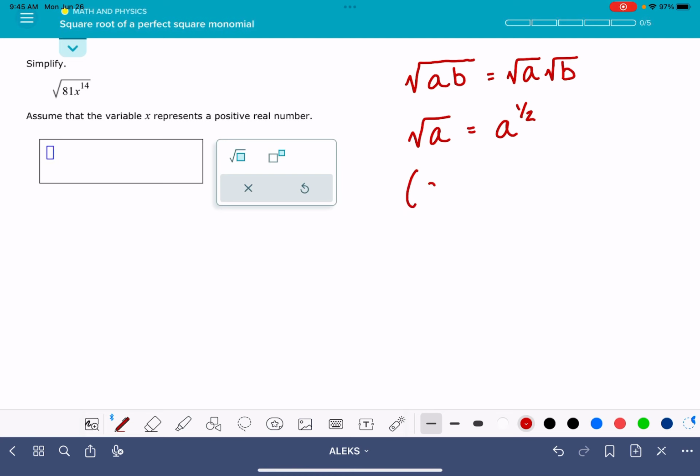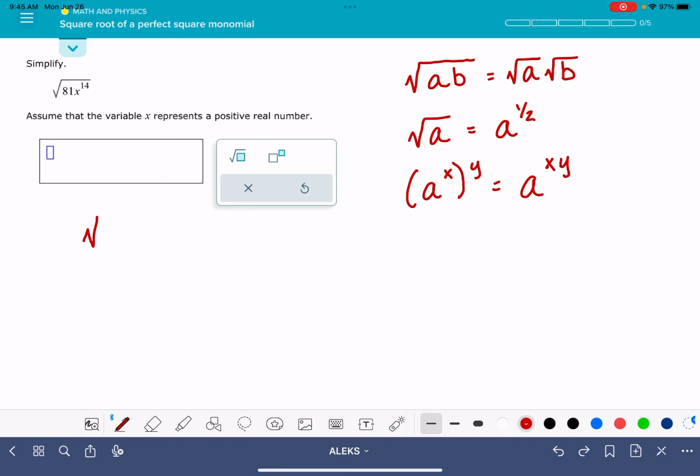And then last but not least, if we have a number with an exponent, so let's say we have a to the x, and that inside parentheses has another exponent on the outside, so we have a to the x to the y, we could rewrite that as a to the x times y. Multiply those exponents together. So we're going to use all three of these concepts to help us solve this problem.